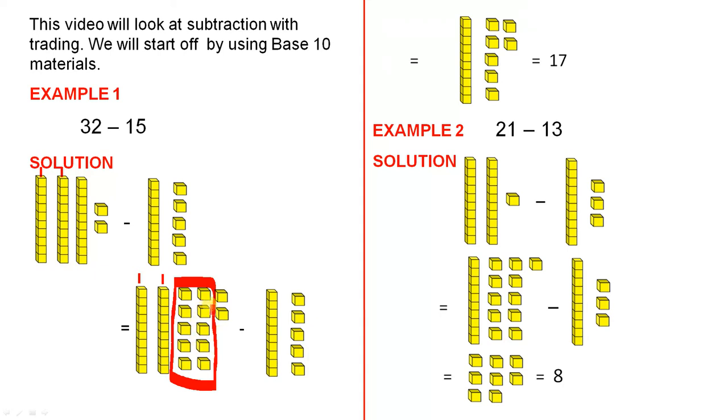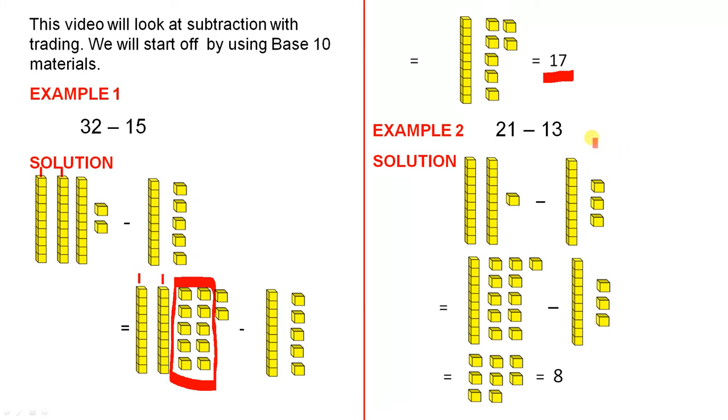Altogether here we've got 12 ones. Take away 5, so 12 take away 5 gives you 7. See here? 7 ones, that's what's left. 2 tens take away 1 ten gives us 1 ten left. So we've got 1 ten and 7 ones. There's our 17.